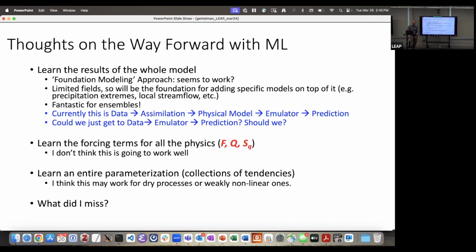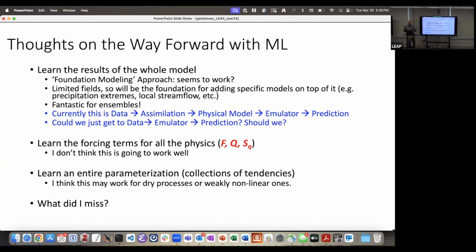I want to raise an interesting aspect, which is just conceptual. Currently the way this works is you take data, you put it into a simulation system, you develop a physical model that you think is as good as you can get, and you encode all those differential equations that we actually know, and all those tendencies we actually know, and then you just emulate the results of the physical model, ignoring all those equations and everything else, and you get a prediction. Well, how much do we need that physical model, that simulation system? Can we just go from the data to the prediction?